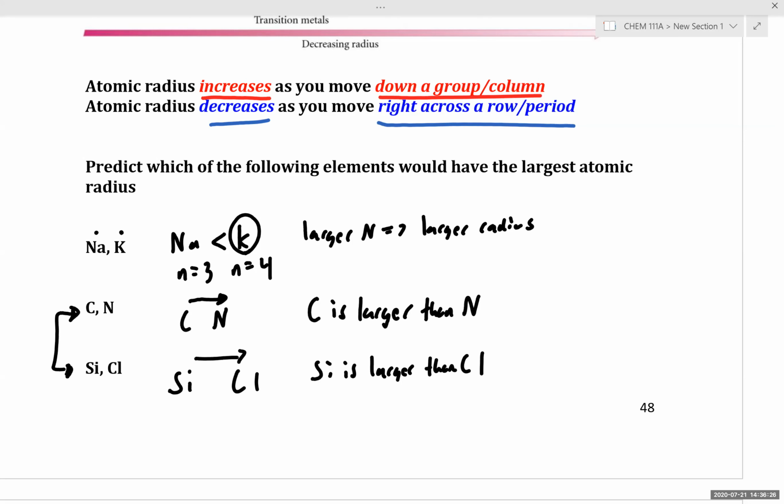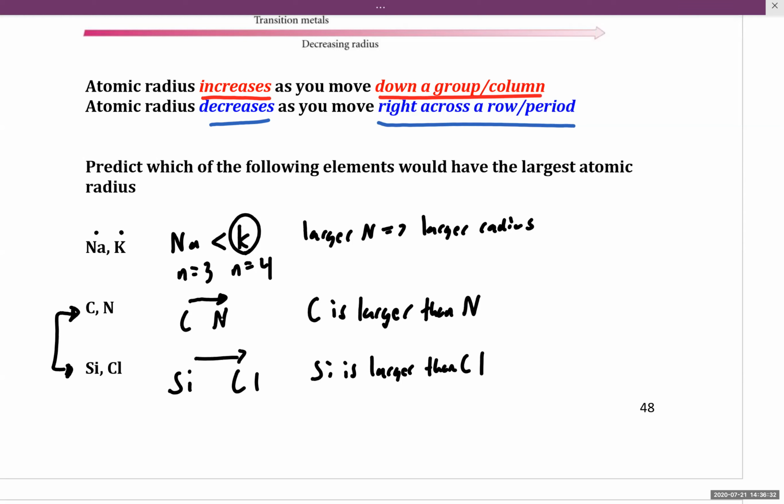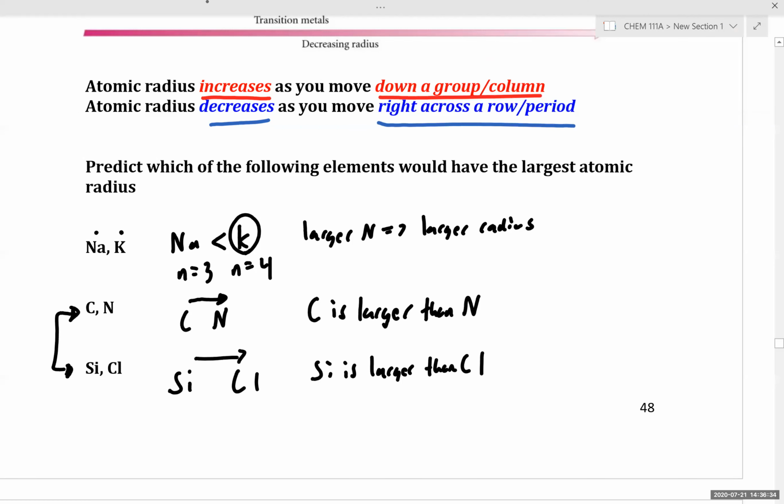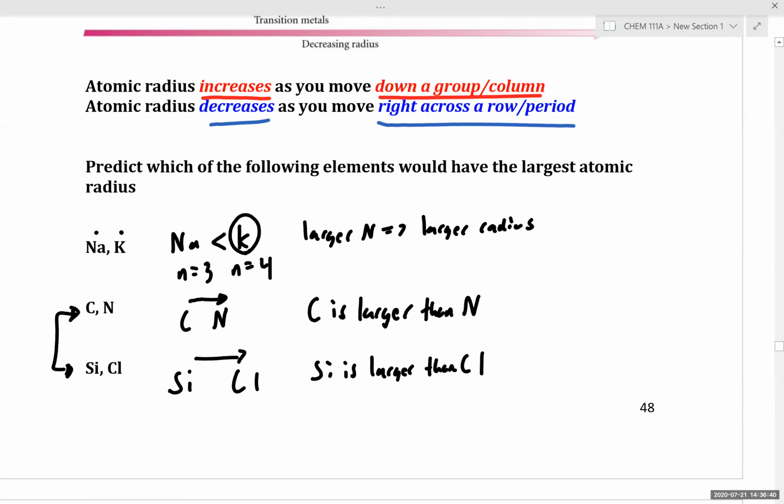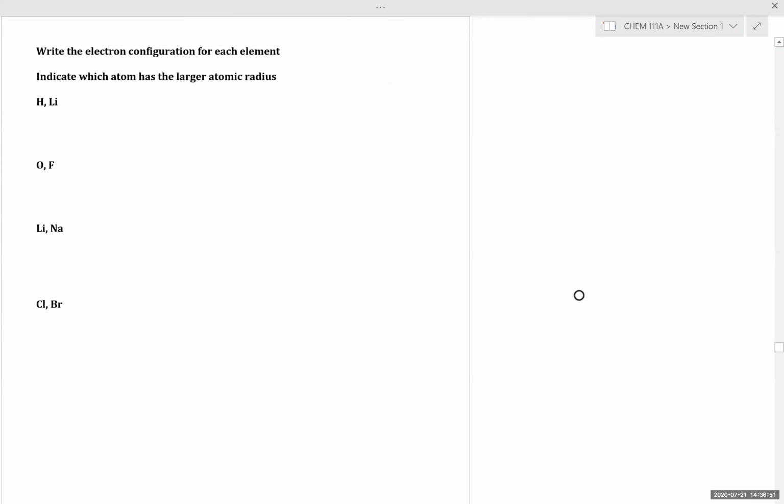Perfect. Do you have another question that I can address? No, that's it. Thank you. Okay, perfect. We'll be doing some more practice on this just to make sure we're comfortable with predicting atomic radius and comparing atomic radius. Any other questions I can address? If not, we'll focus on the next few examples.